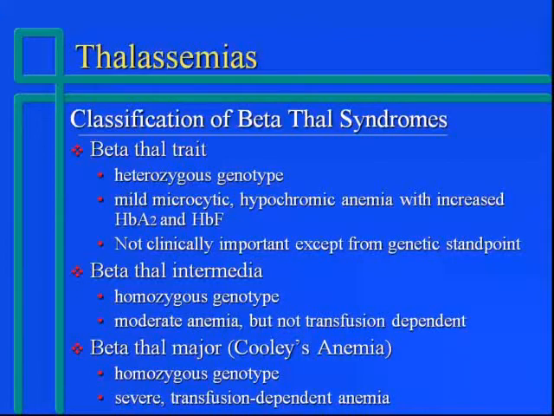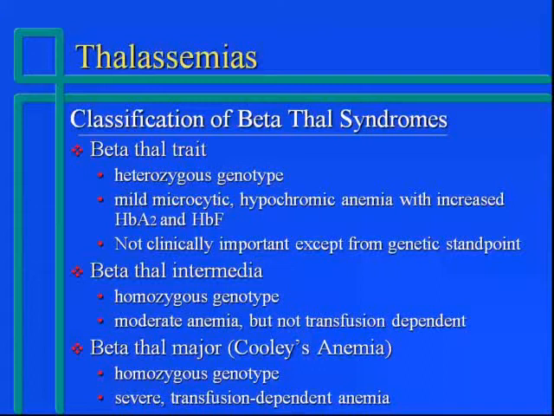Beta thalassemia syndromes are generally classified into one of 3 categories. The first is beta thalassemia trait, or carrier state. This is the heterozygous genotype, characterized by a mild microcytic hypochromic anemia with elevated hemoglobin A2 and hemoglobin F on hemoglobin electrophoresis. This is really not clinically important for the patient, except from a genetic counseling standpoint.